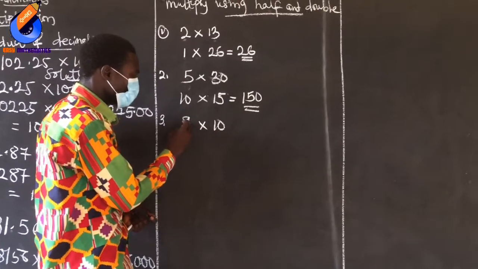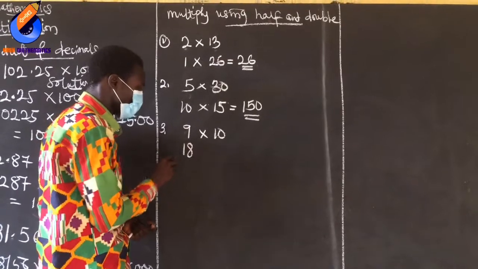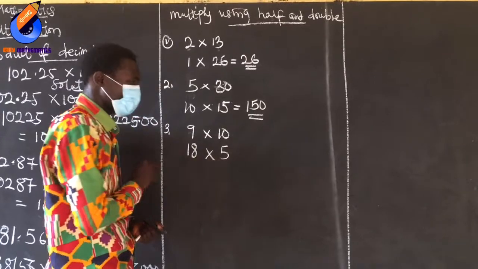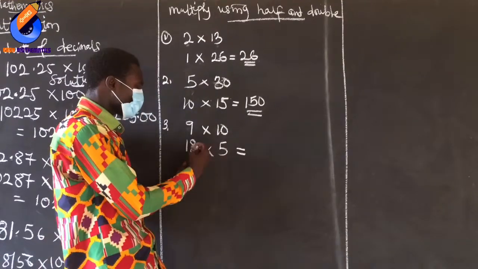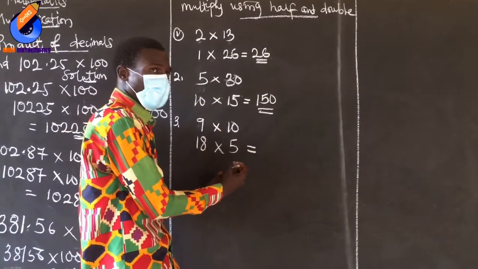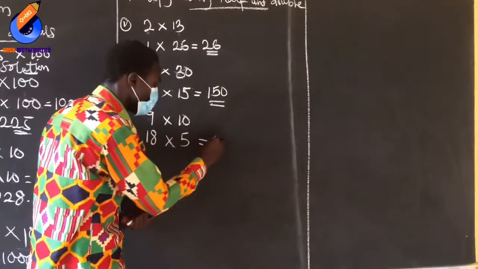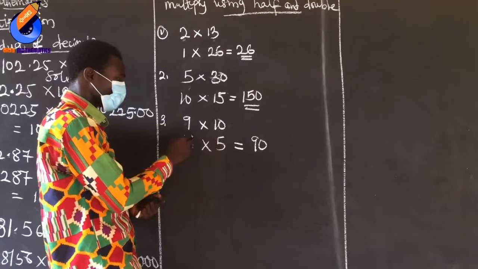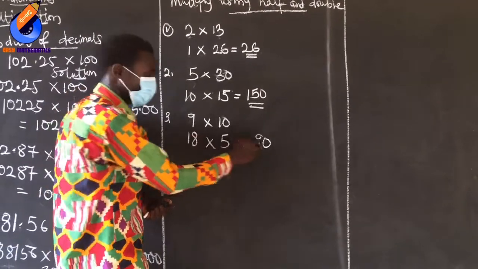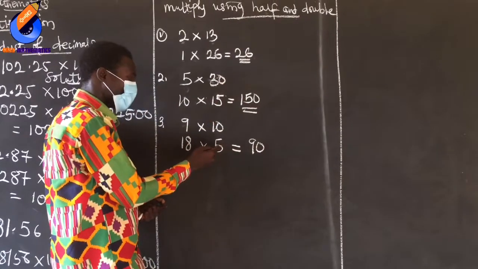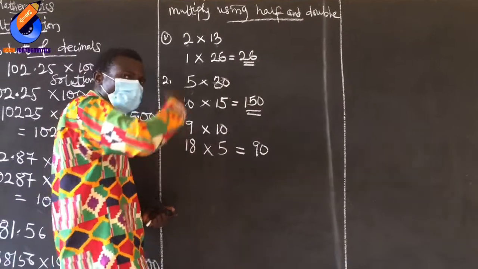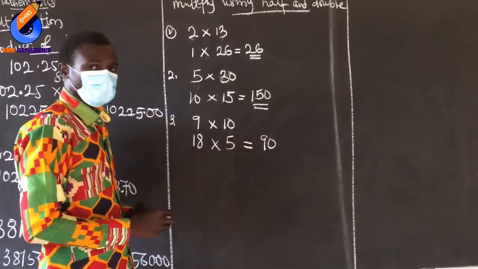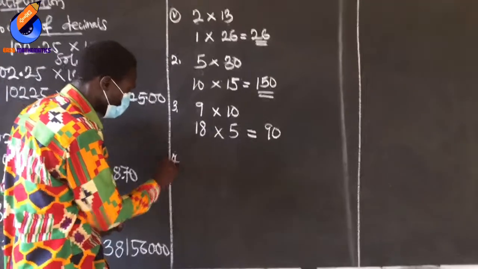So double of 9 will give me 18. Half of 10 will give me 5. Now, if I take my time and do my multiplication, I am going to get 18 times 5 as 90. So, 5 times 8 is 40, so 0, remainder 4. 5 times 1 will give me 5, plus my remainder 4 will give me 9, so 90. So, 18 times 5 gives me 90. Let's look at the fourth one.